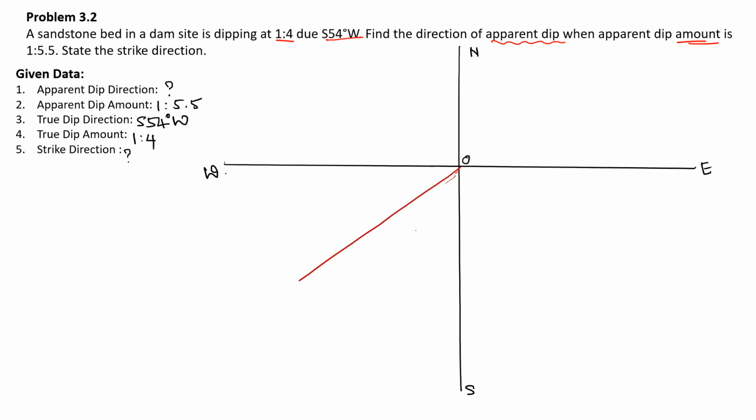This is 54. I'll write it down here. This is my true dip, south 54 west. And the amount is how much? 1:4. So I'll measure 4 centimeters here. I'll name that point as point A.